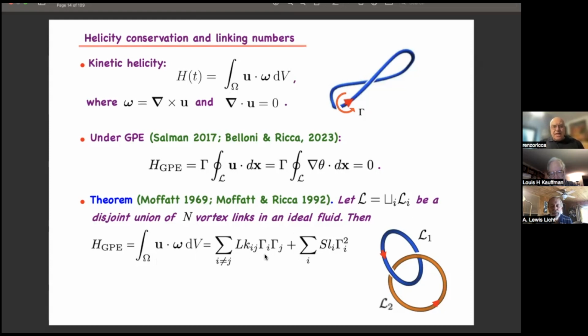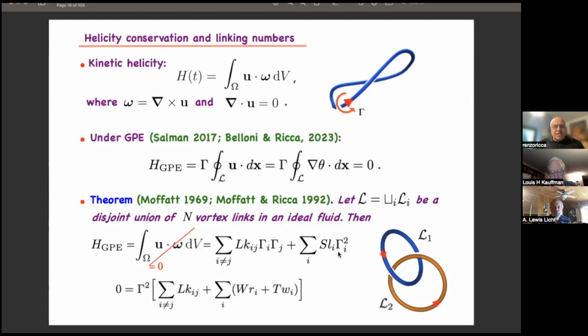And this sum takes care of the Gauss linking number, LKIJ, and the self-linking number, the way I will define it later, given by this SLI. The gammas are the circulations of the vortices. Now, in case of GPE, we have that the helicity, the classical helicity, is always zero. It means that this summation is zero all the time. But also the gammas are, basically, in the context of condensates, all equal to 1.